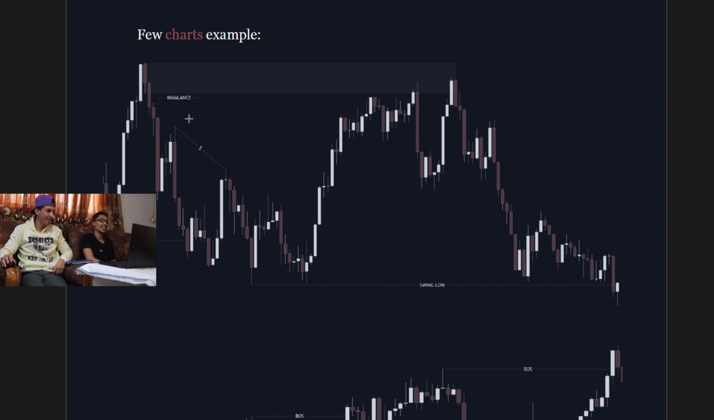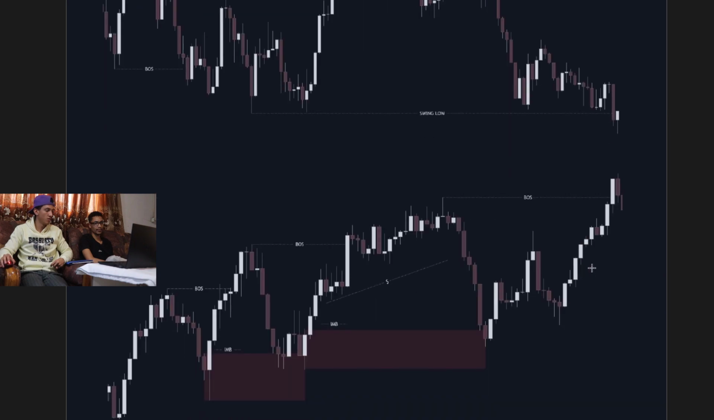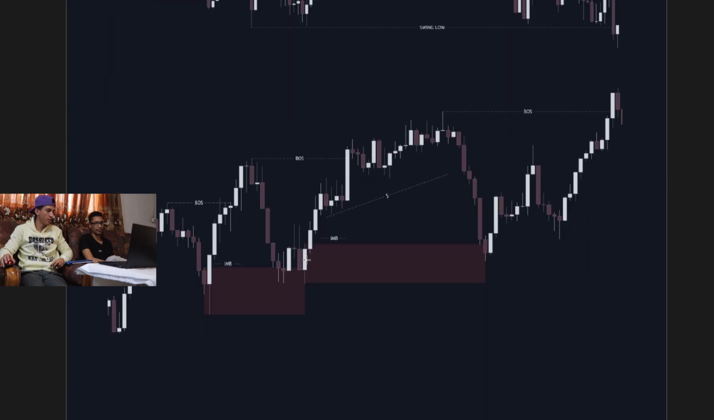Here we've got an imbalance. Here we can see breakout structure. That's the first part to identify: there's a breakout structure, the momentum. There we've got our liquidity, and then a confirmed swing low. Okay, there are just more examples of order blocks.